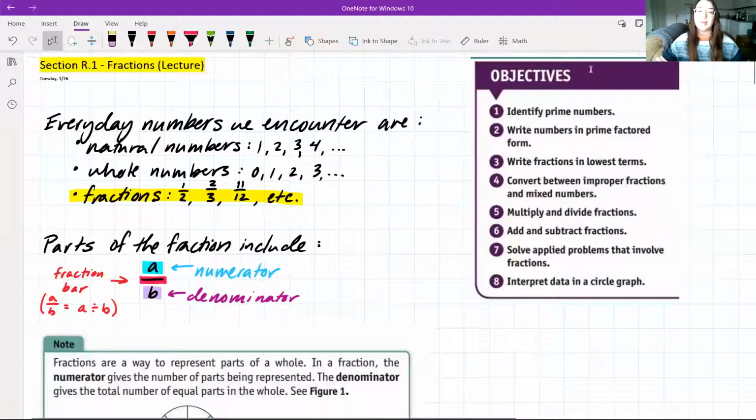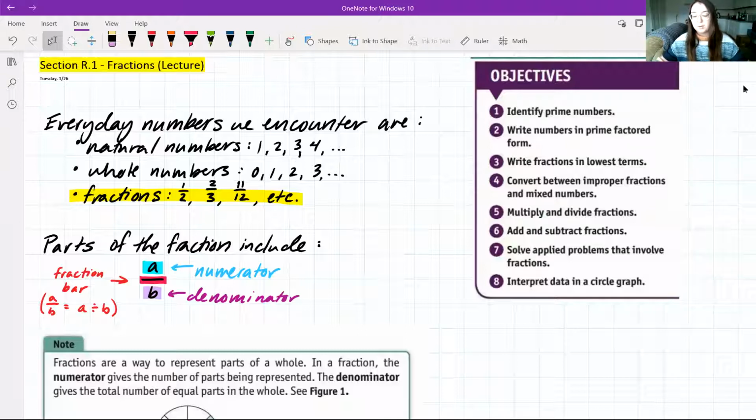So for now, we will begin by jumping straight into our very first chapter, which is the review chapter on fractions. All right, so our first chapter, our review section on fractions, we'll begin by going over the objectives of this lecture. We have 8 of them here.